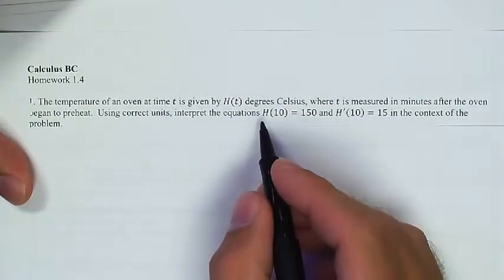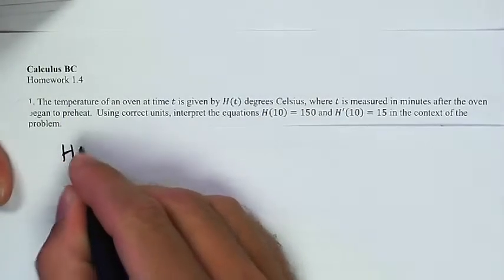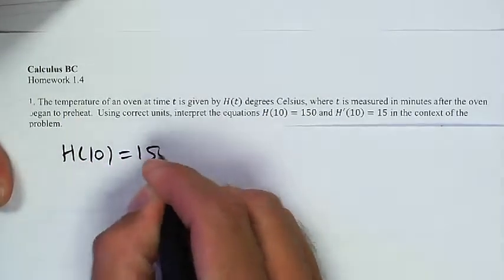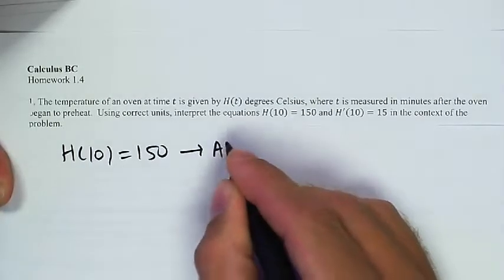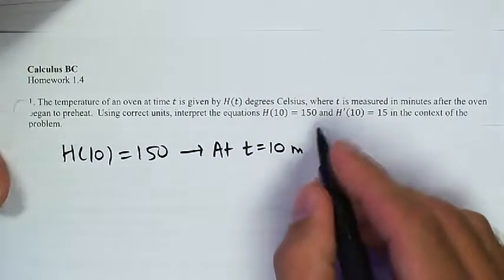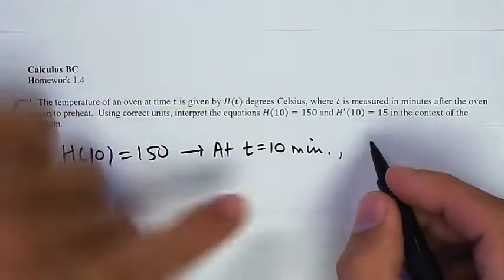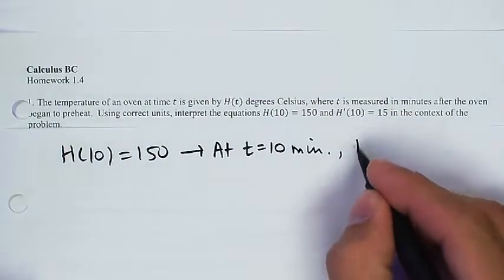All right, so when we say h of 10 equals 150, that means that at t equals 10 minutes after the oven began preheating, the temperature of the oven is 150 degrees Celsius.